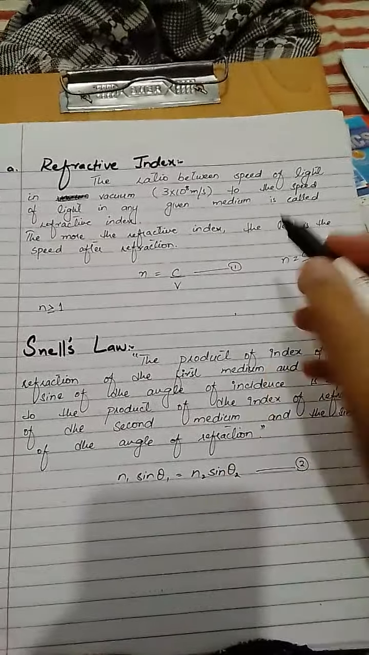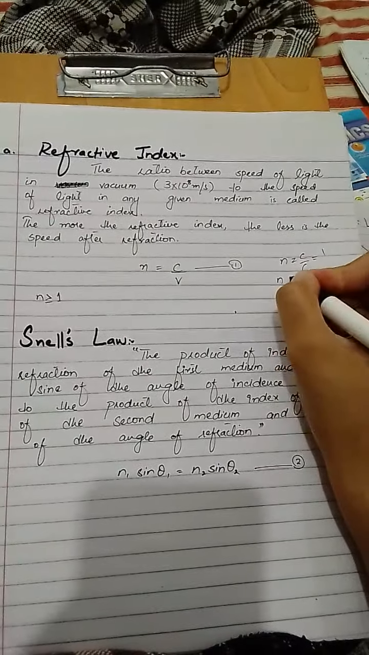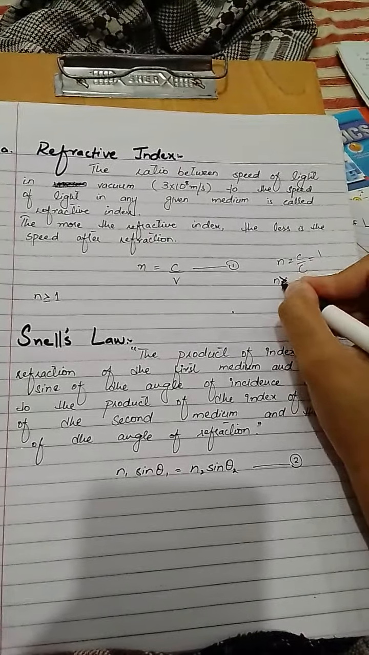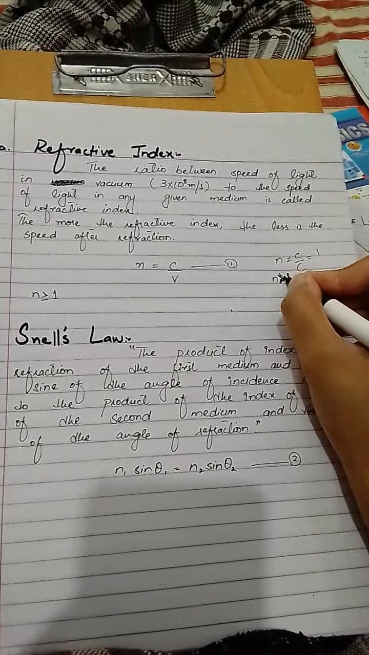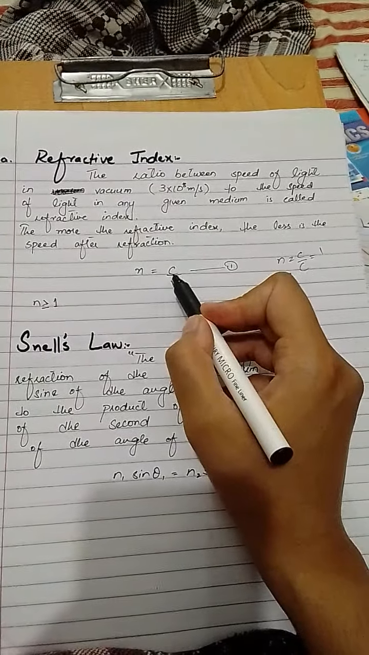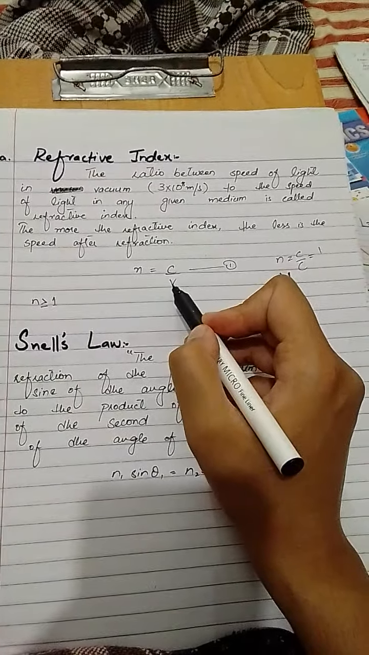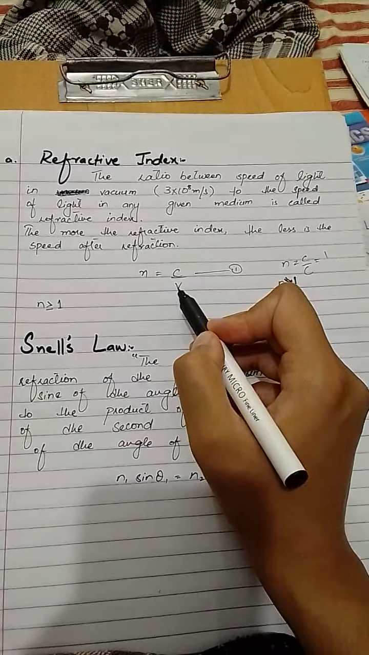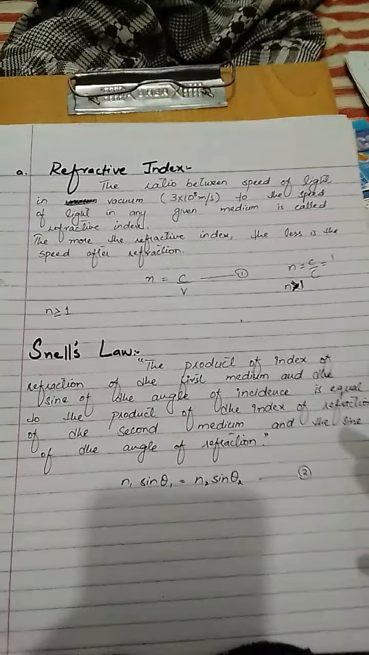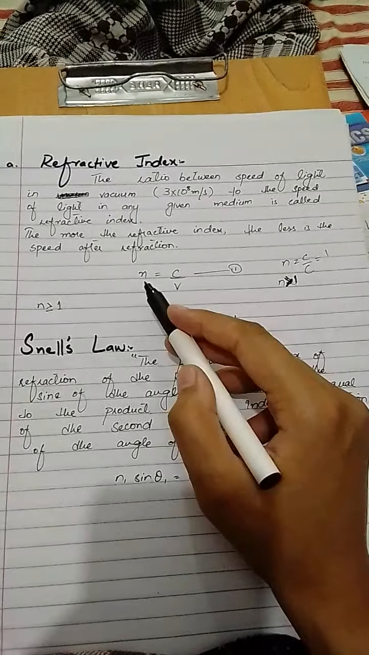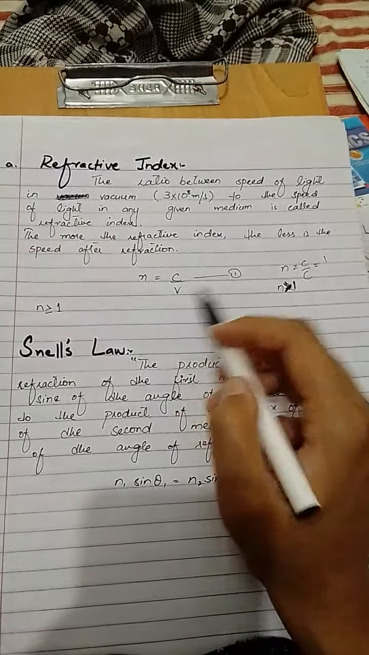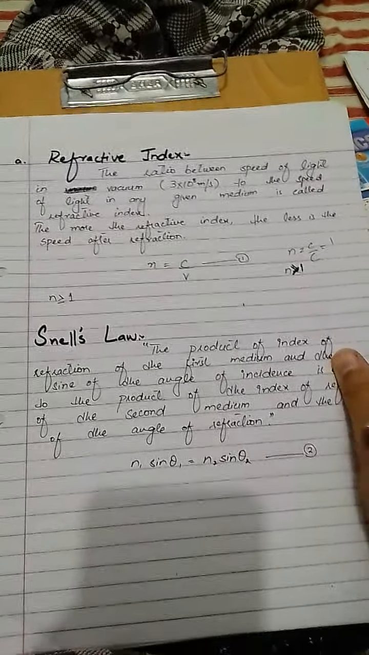But for any material medium, this n would be greater than 1. Why? Because in the numerator we will have a greater value and in the denominator we will have a smaller value. So in every case of material medium, this refractive index would be greater than 1. Just in the case of vacuum, it would be equal to 1.